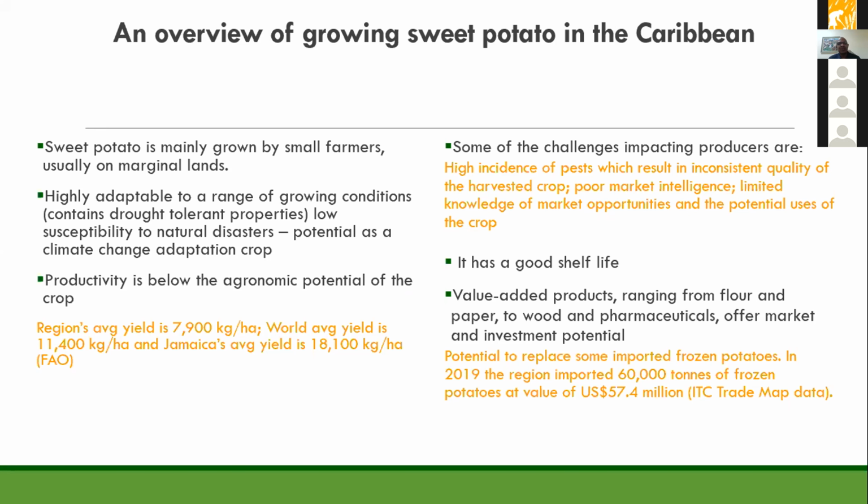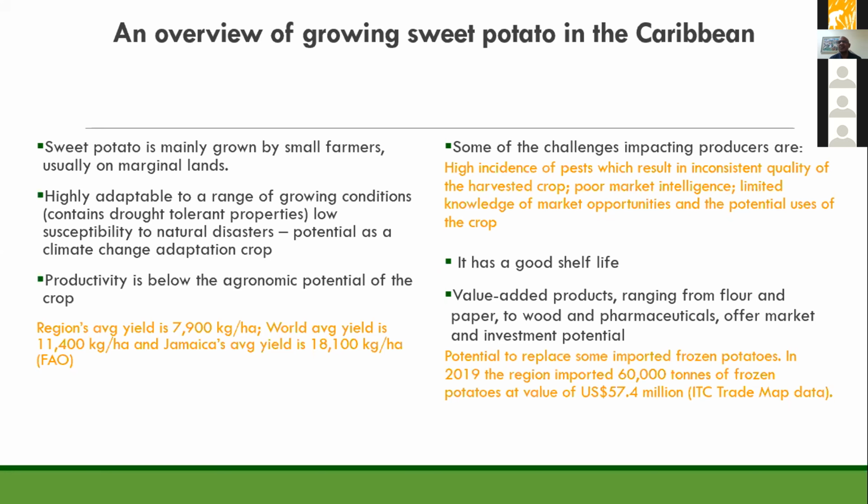Productivity is below the agronomic potential of the crop. The region's average production yield is 7,900 kilograms per hectare. The world average is 11,400 kilograms per hectare. Jamaica's average yield, however, is 18,100 kilograms per hectare, above the international average.